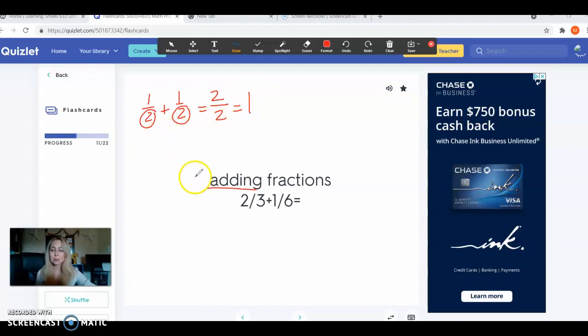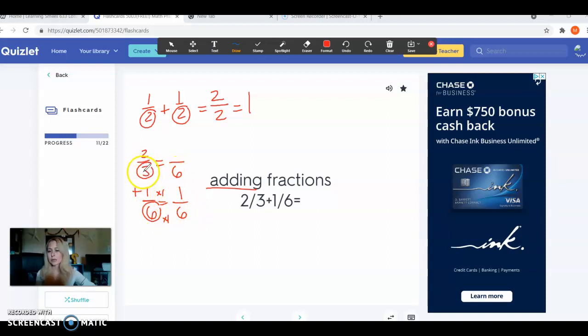Great. But sometimes we have fractions like 2/3 plus 1/6. You can practice this later and then flip the card and see if you got it right. When we have different denominators, 3 and 6, we have to find a common denominator. Here, 6 is in common, so we're going to make this 6 and this 6. Then you always say, 6 times what is 6? 1. So you carry that up to the top. 1 times 1 is 1, so 1/6 is just going to equal 1/6.